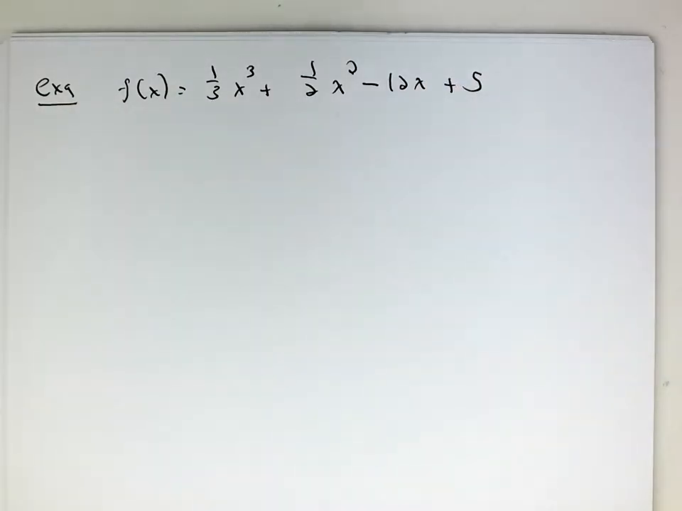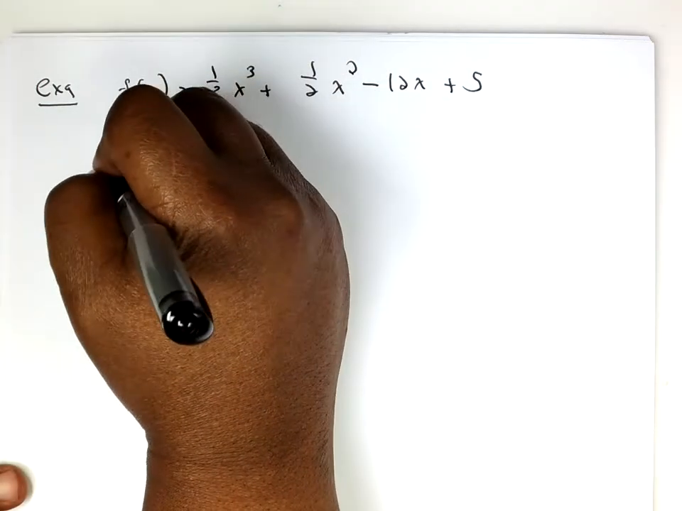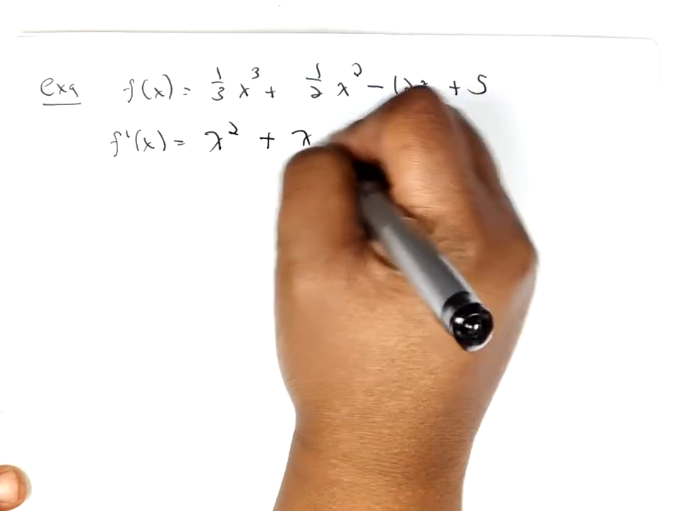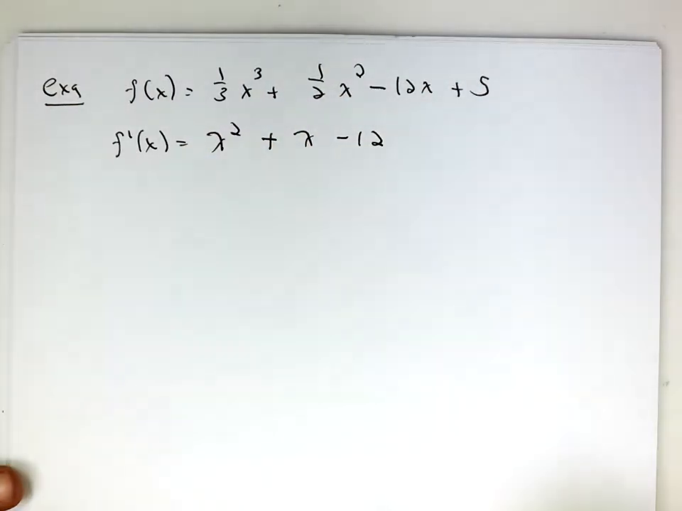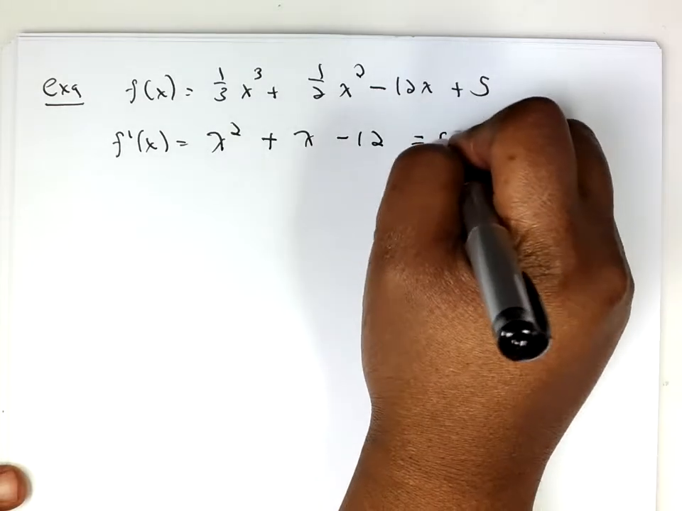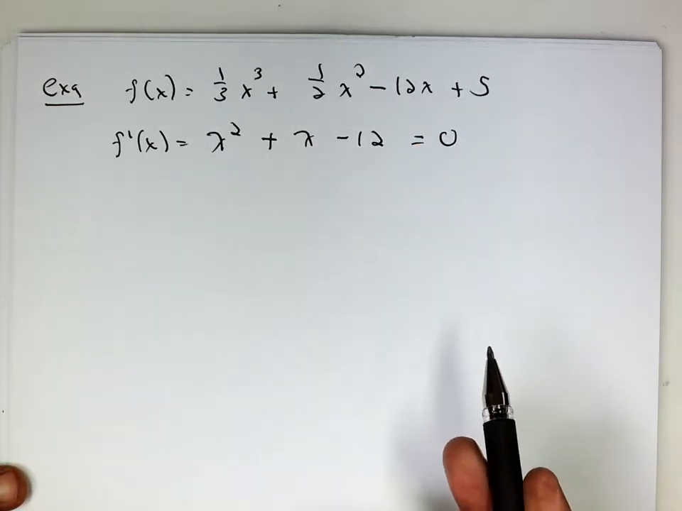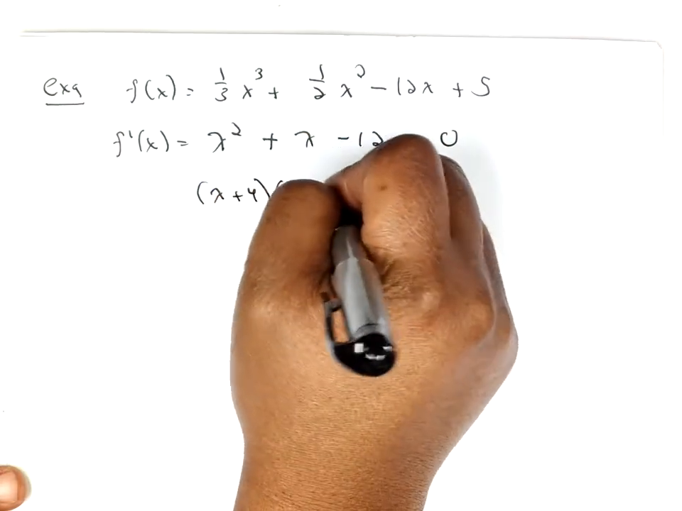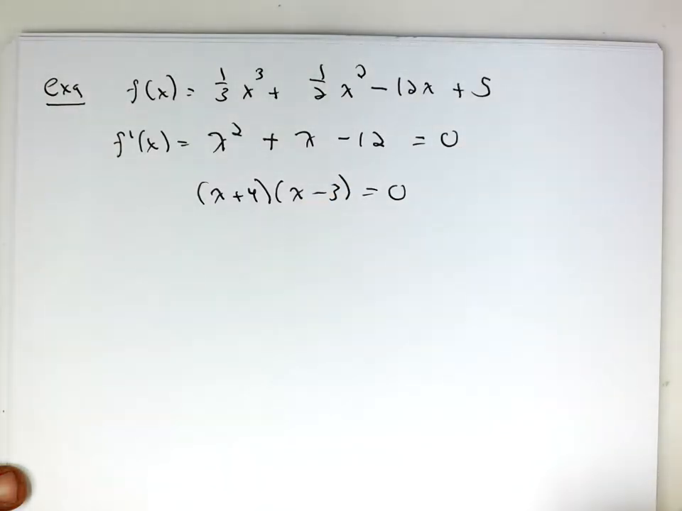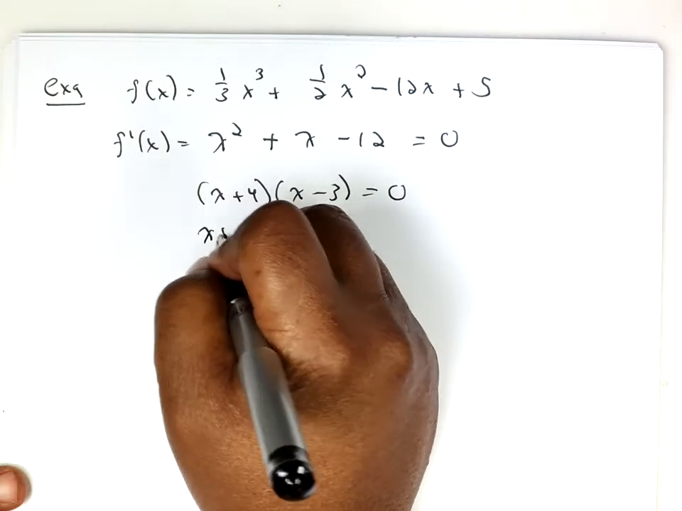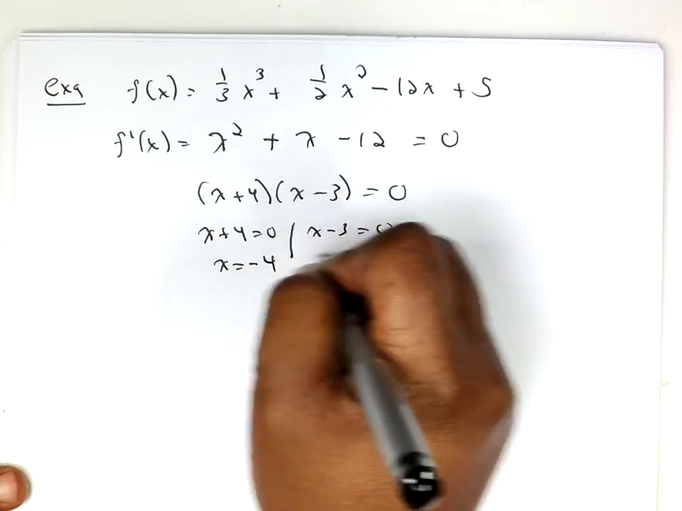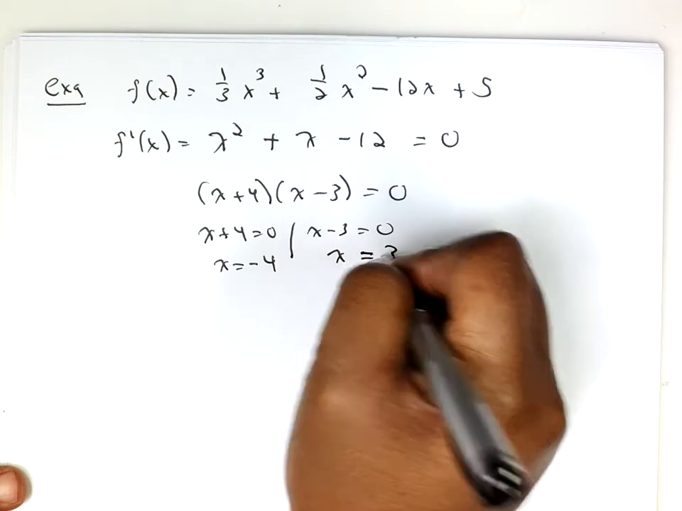So I have 1/3 x cubed plus 1/2 x squared minus 12x plus 5. So step 1, take the derivative, and we get x squared plus x minus 12. And then I have to see where that's 0 or undefined. So there's nothing that makes this undefined, so I just need to know where it's 0. So that factors to x plus 4 times x minus 3. And then set each of those equal to 0. So I get two solutions, -4 and +3.